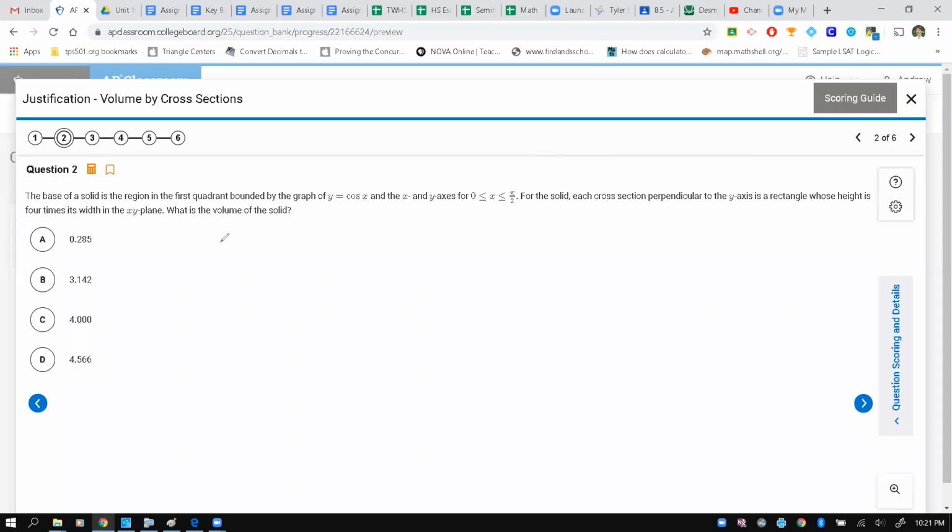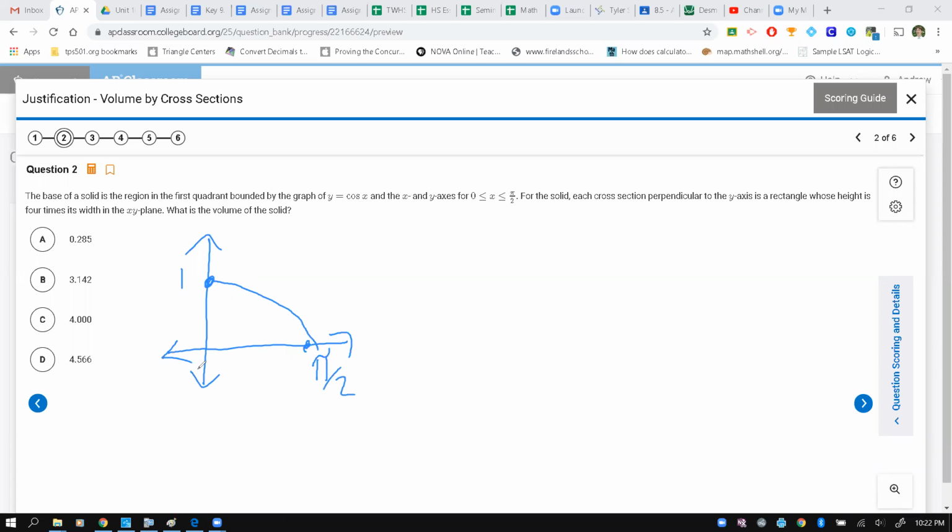For the first one, we have the base of a solid, which is the region in the first quadrant bounded by the graph of y equals cosine of x and the x and y axes. If we draw a picture of that, cosine of x starts at 1 and goes to pi over 2.